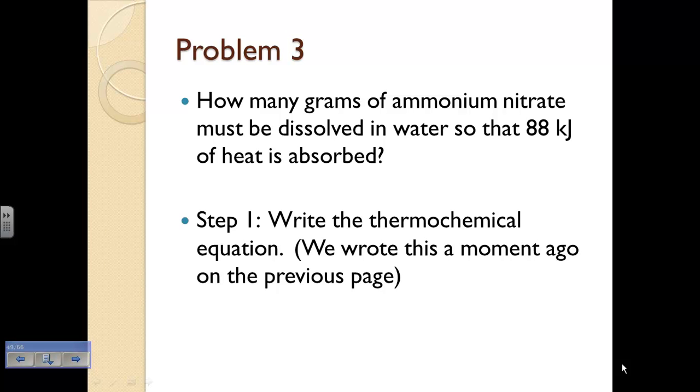Problem 3 asks, how many grams of ammonium nitrate must be dissolved in water so that 88 kilojoules of heat is absorbed? Well, as usual, we need our thermochemical equation. Ammonium nitrate dissolving in water was written just a moment ago on our previous page. I believe it to be the very bottom thing we wrote on page 10 of the notes. So let's rewrite.